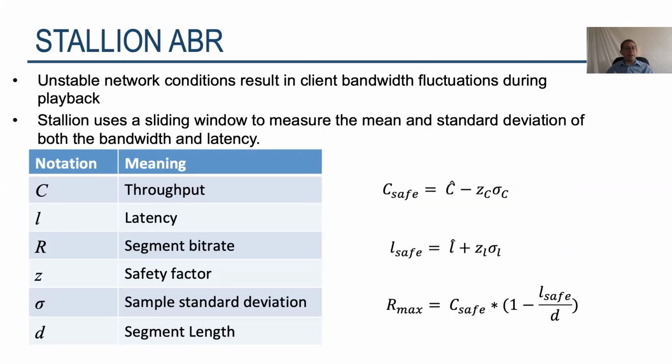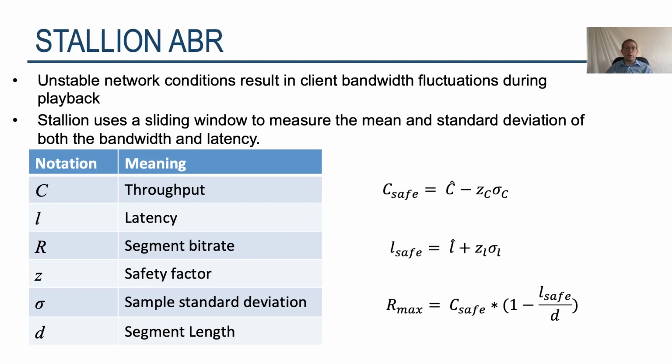Therefore, we designed Stallion to deal with unstable network conditions and pay attention to the fluctuations of throughput during playback. This type of measurement is not new for networking applications. For example, in estimating round-trip time in TCP, the deviation of round-trip time samples has been used along with the mean round-trip time since the end of the 1990s. Stallion stands for standard low-latency video control.